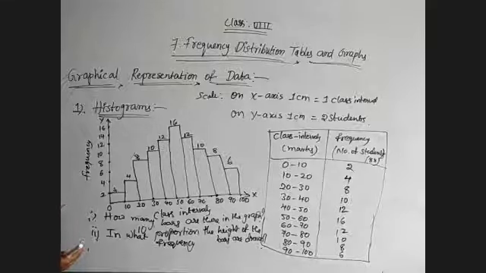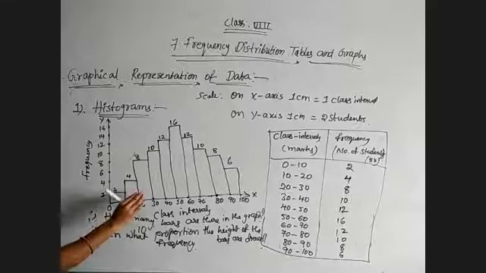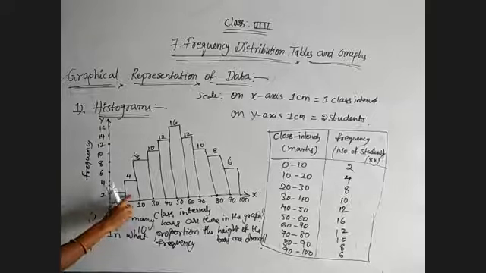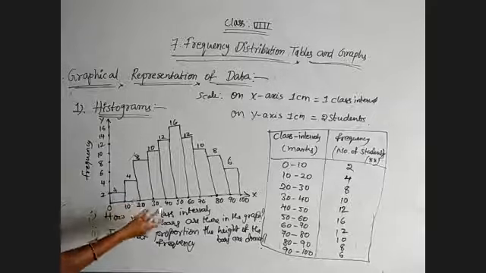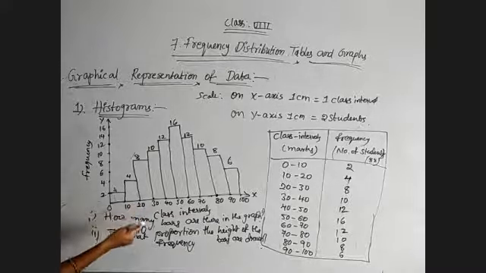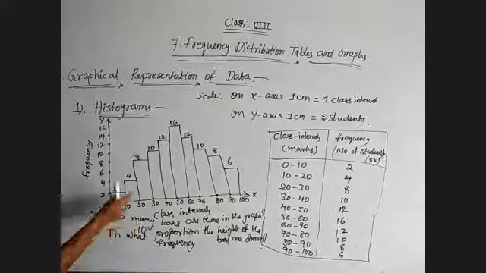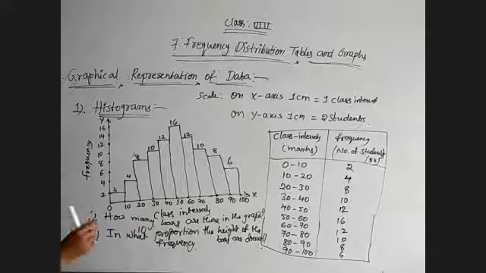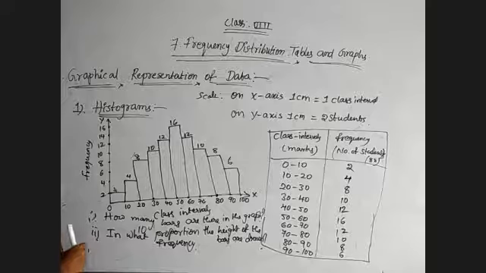Next, can we interchange the bars? They are asking. We can't, because they are given as a continuous series. We can't write 10 to 20 as 22. First, we can't write 20 to 30 and after that 10 to 20. We can't write that. So we can't interchange the lengths of the bars.